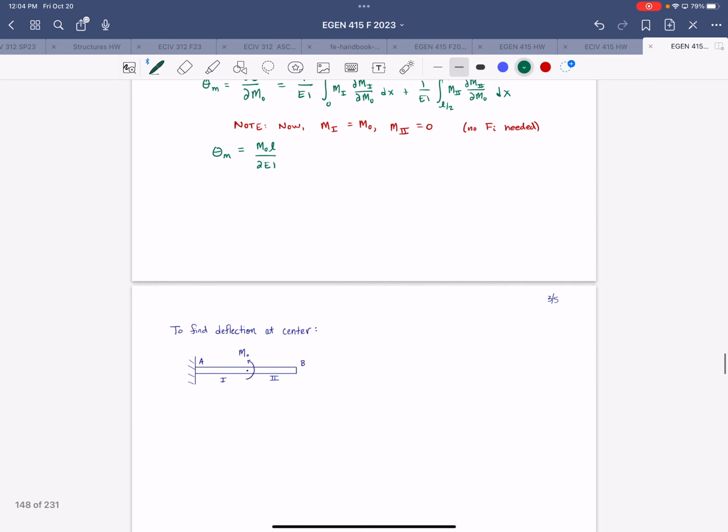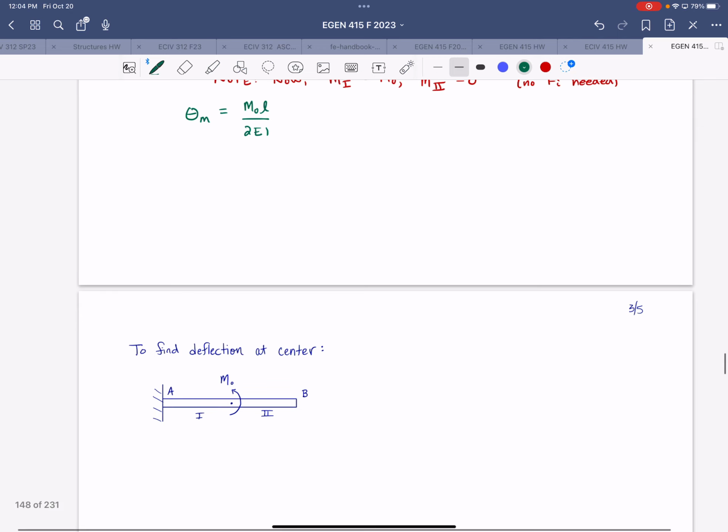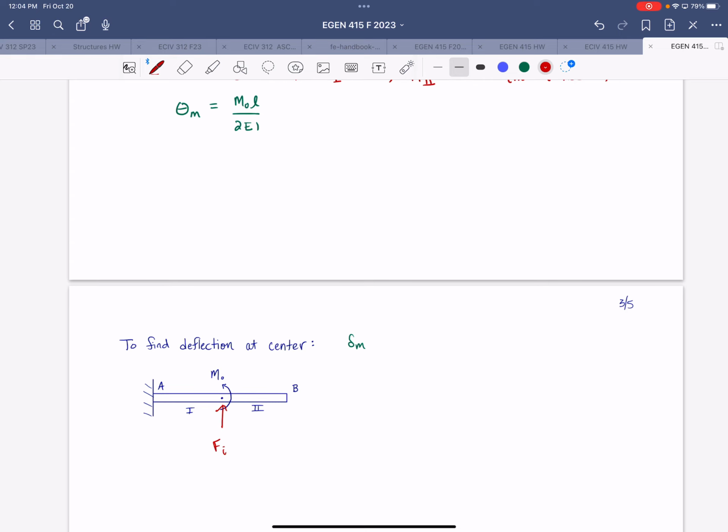So continuing with that process then, to find the deflection at the center, the value we're interested in is delta M. We now need to introduce a fictitious force, right? Since we're interested in the vertical displacement at midspan and we don't have a force there, we need to add one in to set up the integrals. So we'll add that fake force there.